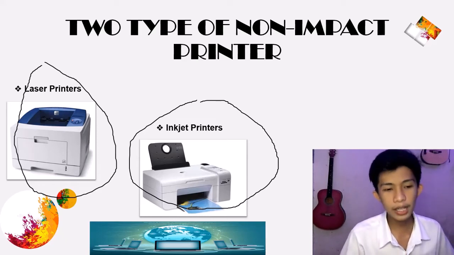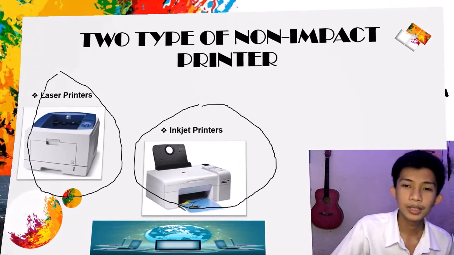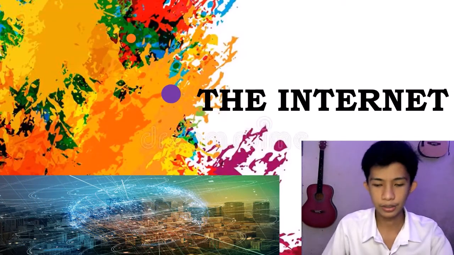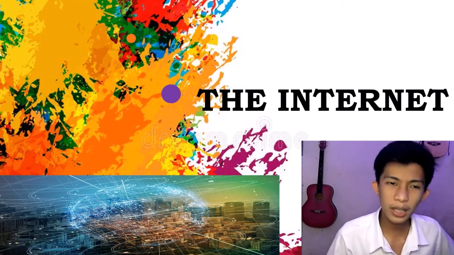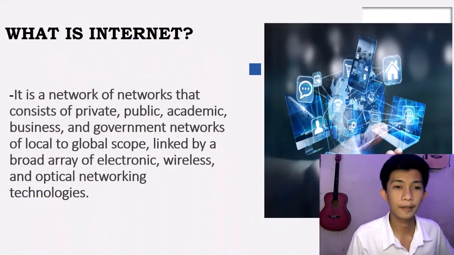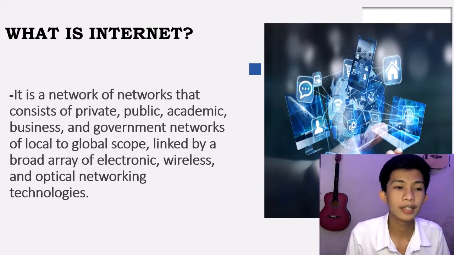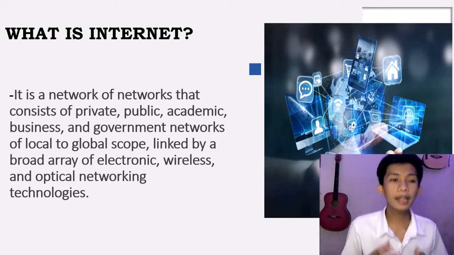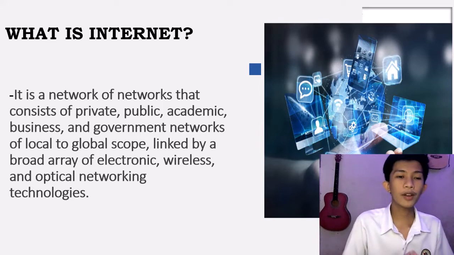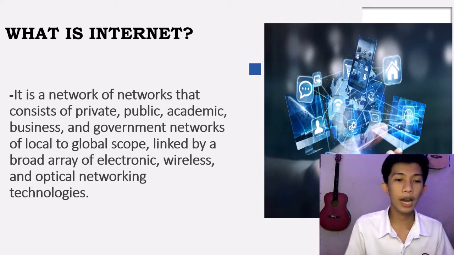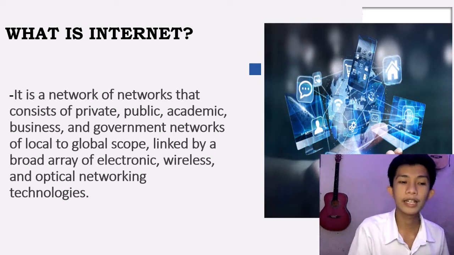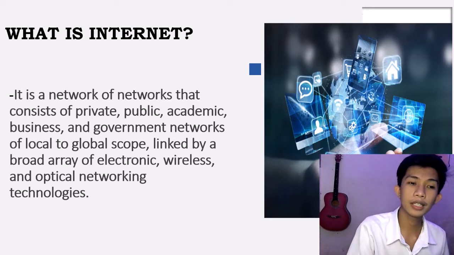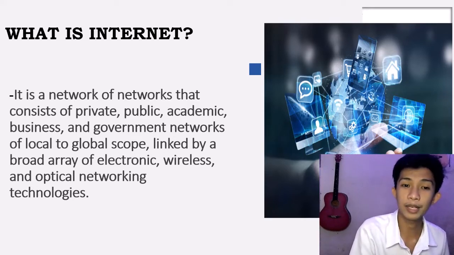So the next is the internet. So internet, what is internet? It is a network of networks that consists of private, public, academic, business, and government networks of local to global scope, linked by a broad array of electronic, wireless, and optical network technologies. In short, network that consists of private, public, academic, business, and government network of local to global scope. So that is the internet, okay?